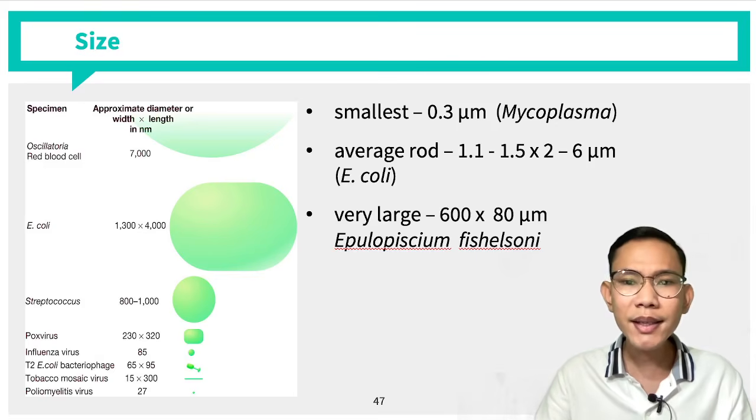Again, the sizes, the smallest is your Mycoplasma. The average rod is approximately this size, and the very large, okay, just don't mind that. So, in comparison to your red blood cell, your E. coli, which is an average rod, is smaller than your red blood cell. Remember, your RBC is approximately 7,000 nanometers in diameter in comparison to your E. coli, which is 1,300 by 4,000 nanometers. So, mas maliit siya compared to your red blood cells. And also, mas maliit ang Streptococcus and mas maliit pa talaga ang ating mga viruses.